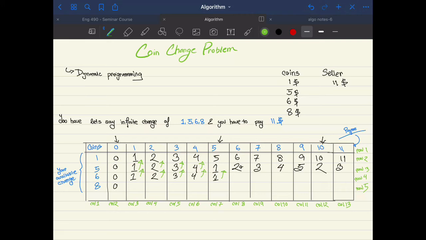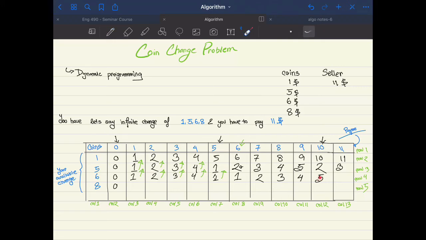However, for this case, when the seller wants $6, we have a $6 coin, right? So we go 6 steps to the left and add 1. So that would be 1, 2, 3, 4, 5, 6 plus 1, so that would be only 1. And similarly for 7, that would be 2. For 8, that would be 3. 9, that would be 4. For 10, that would be 5, and for 11, that would be 6, right?